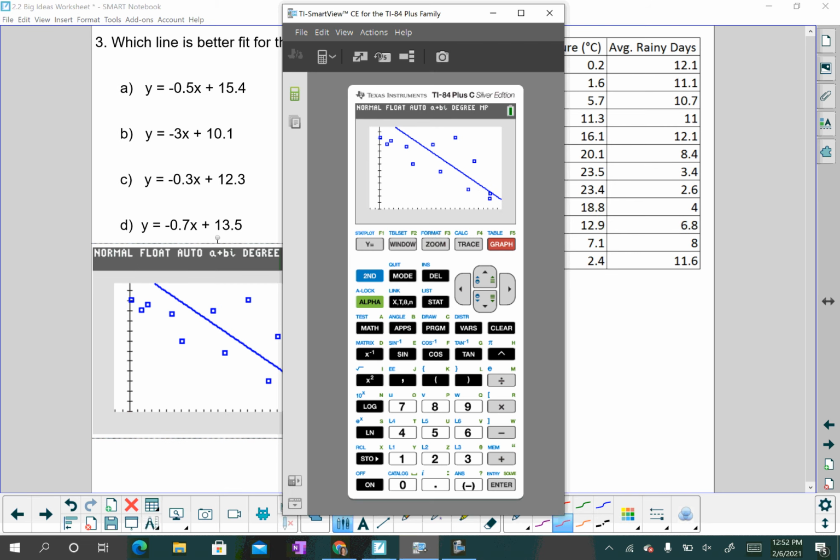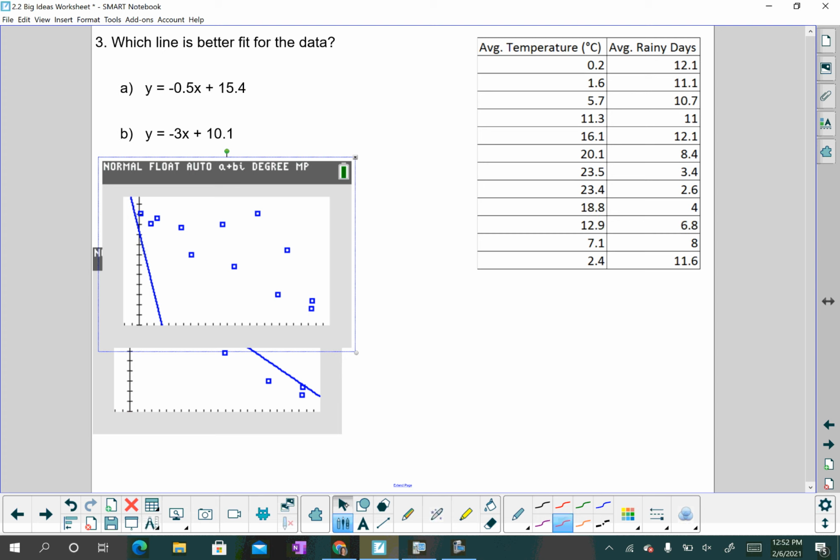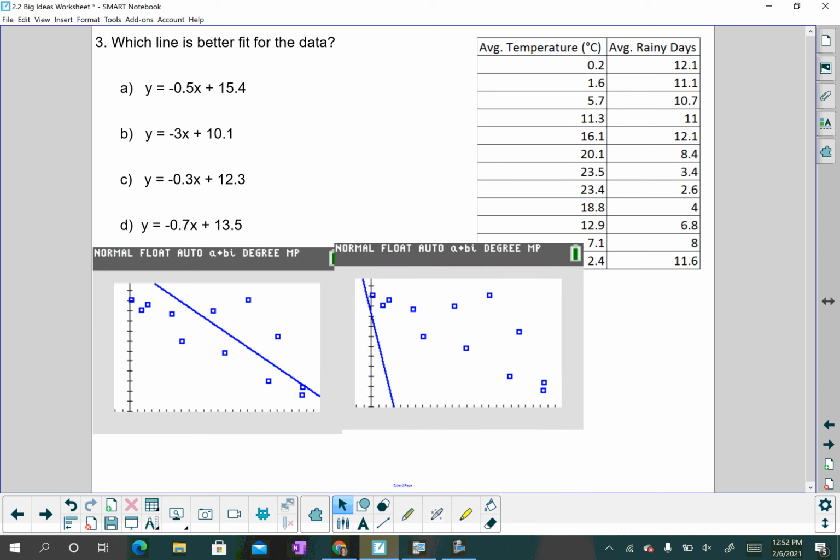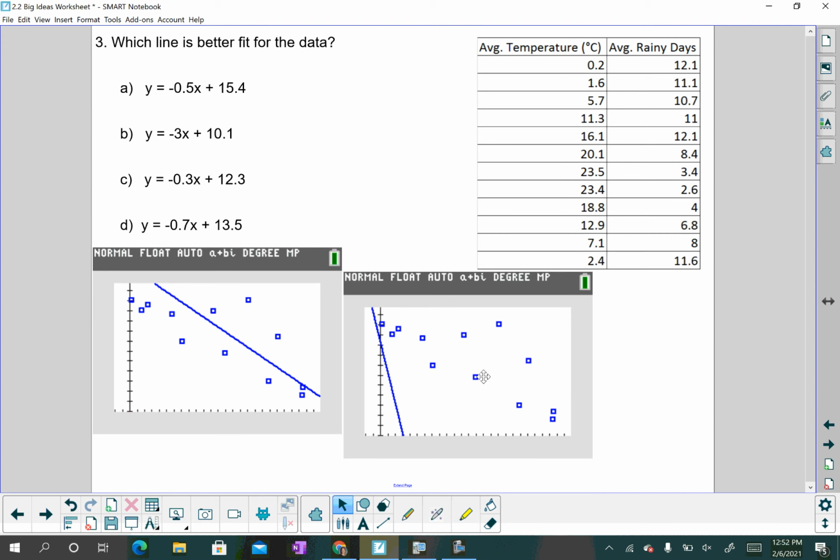Let's go ahead and do the same things for B, C, and D. So again, we're going to go to y equals. I'm going to clear out what's in B, and I have negative 3x plus 10.1, I'm going to put in there. Again, that's option B we're graphing now. Hit graph, and you'll see that line graphed with the data. Okay, drag it over on mine. There we are.